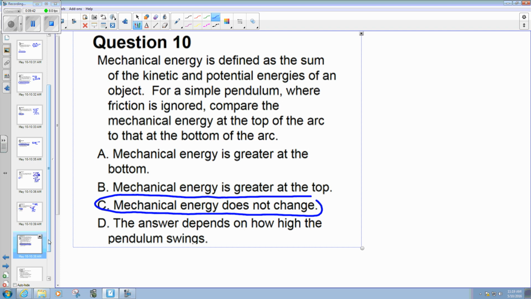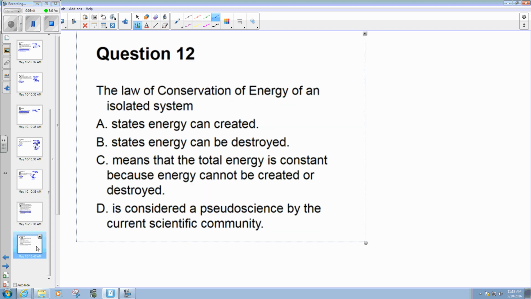The last question, again, talks about the law of conservation of energy. And we say the total energy is constant. Energy cannot be destroyed or created. So again, the correct answer is C. And that's it for Chapter 4.